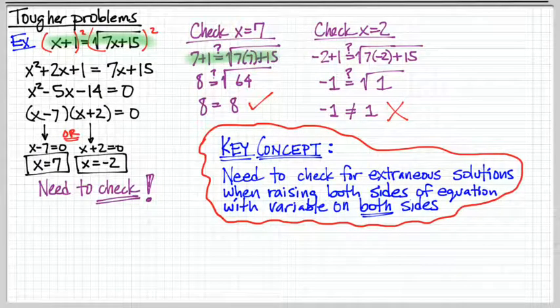So the key concept here is we still raise the left-hand side and right-hand side to a power of 2 to get rid of this radical here, the square root radical. But we need to check for extraneous solutions when raising both sides of the equation where there is a variable on both sides. Let's look at one other problem.